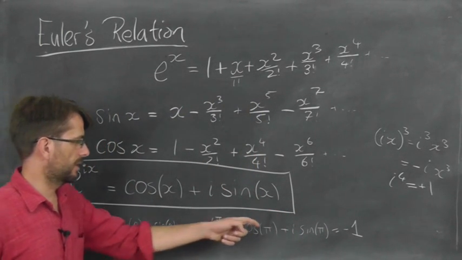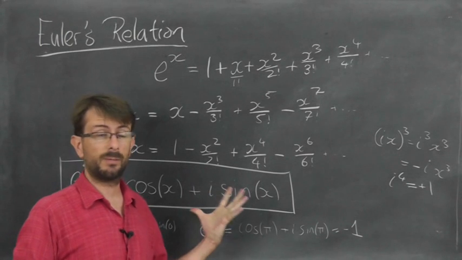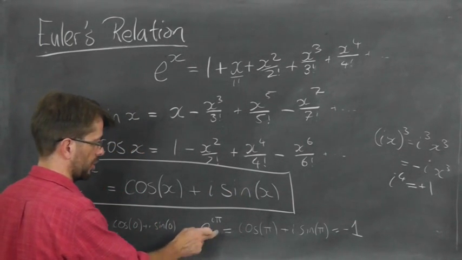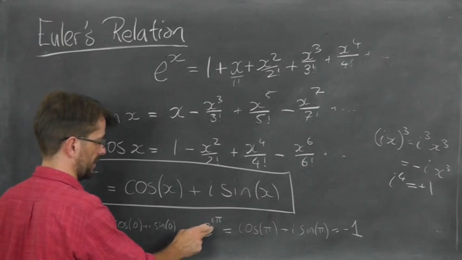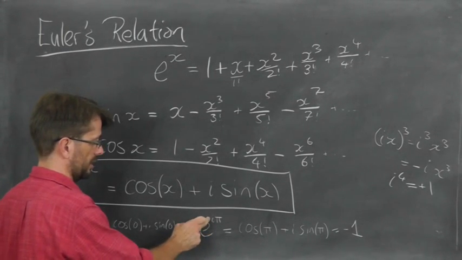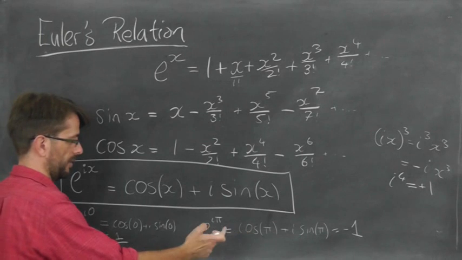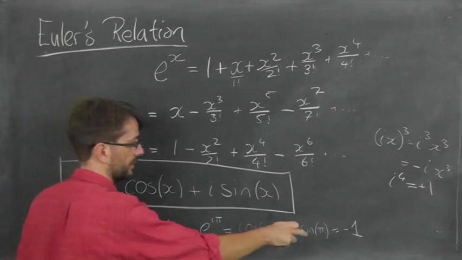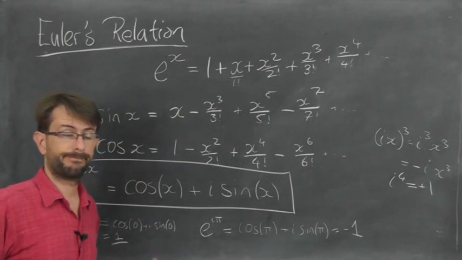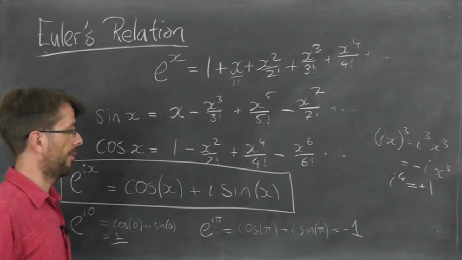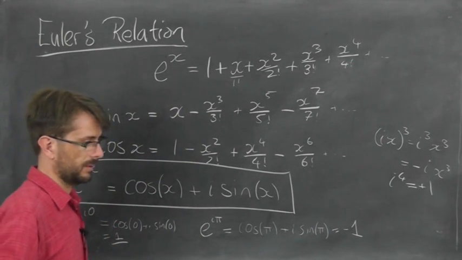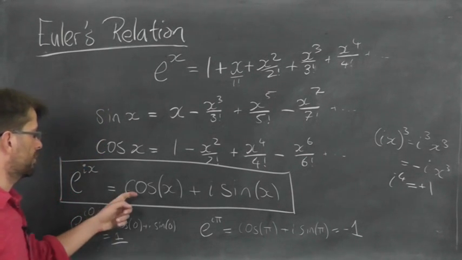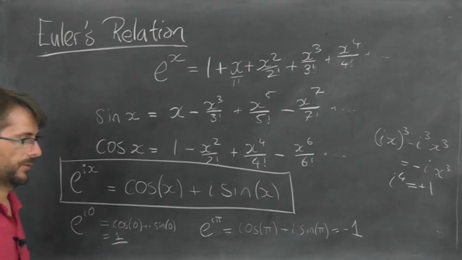So e to the I pi equals minus 1, which is a very beautiful formula, combines some of the most beautiful simple constants in mathematics: the exponential constant e, I, the square root of minus 1, pi, the ratio of the radius to half the circumference, and minus 1. So that's a very beautiful formula. Okay, so what else can we do with this? Well, we can pull out some nice formulas for cos and sine from this as well.